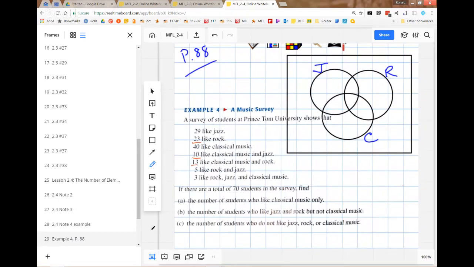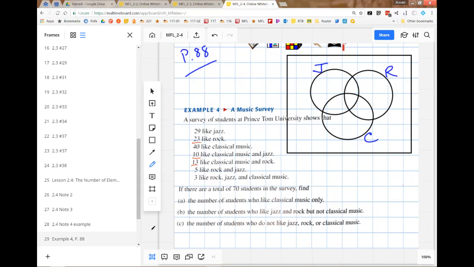Okay. So here's example 4, and it's in your book if you want to look, but I've got a copy of it here. It's a music survey. A survey of students at Princeton University shows that 29 like jazz, 23 like rock, 40 like classical music, 10 like classical and jazz, 13 like classical and rock, 5 like rock and jazz, and 3 like all 3. If there are a total of 70 students in the survey, find, okay, then we got some questions.